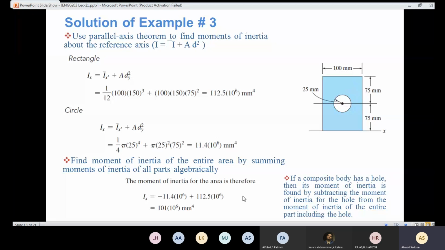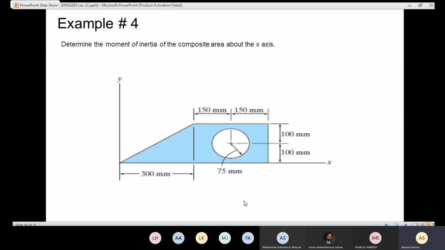Okay, so at this point, do you have any questions about this example here? Example 4. In example 4, we need to determine the moment of inertia for this composite area. You can see this composite area, and we need to determine the moment of inertia about that axis here, x. Also, you could determine the moment of inertia about that axis y. But in this question, we need to determine the moment of inertia only about the x-axis.